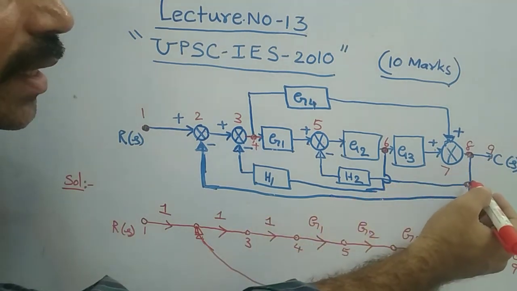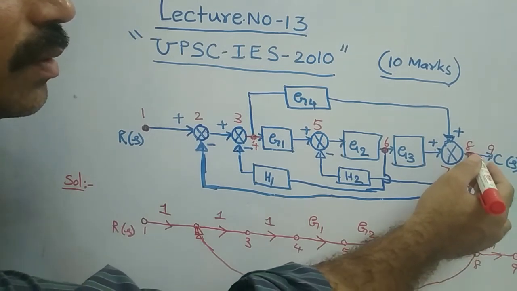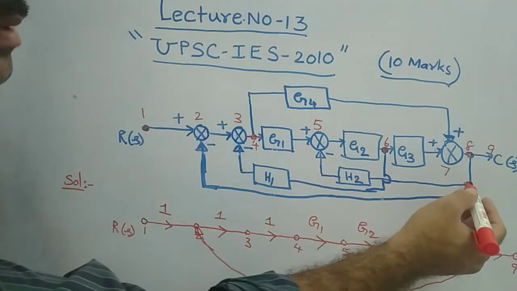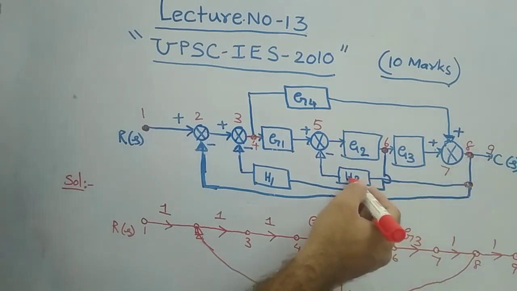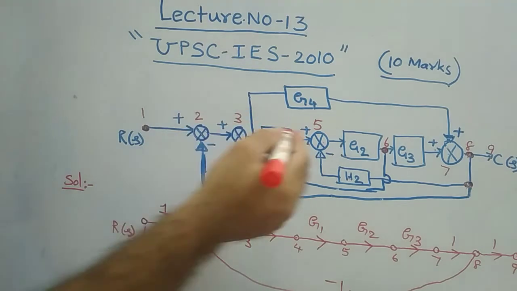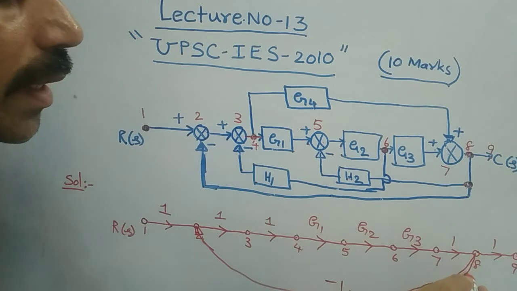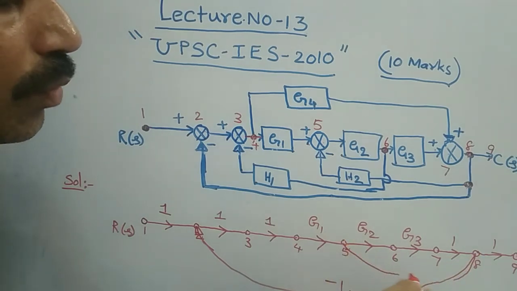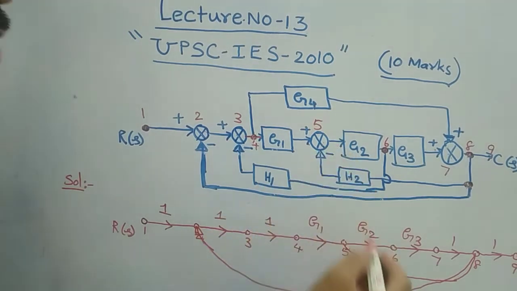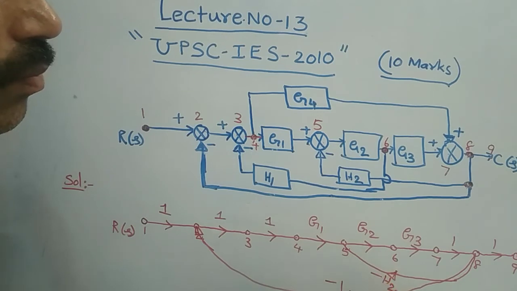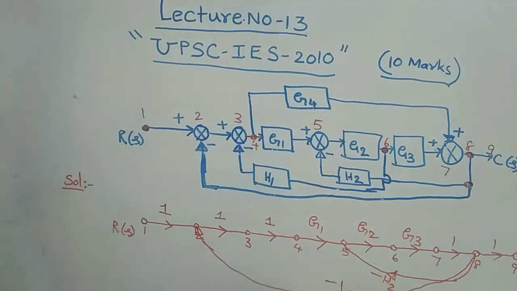And similarly again from 8, this connection is also from 8 only. Remember that this connection is actually coming from 8 only. Therefore from 8 you can show H2 to node 5. So this is 8 and then 5. You have one loop here basically. What is this loop? That is minus H2. It is H2 coming with a negative sign. Therefore you have minus H2.